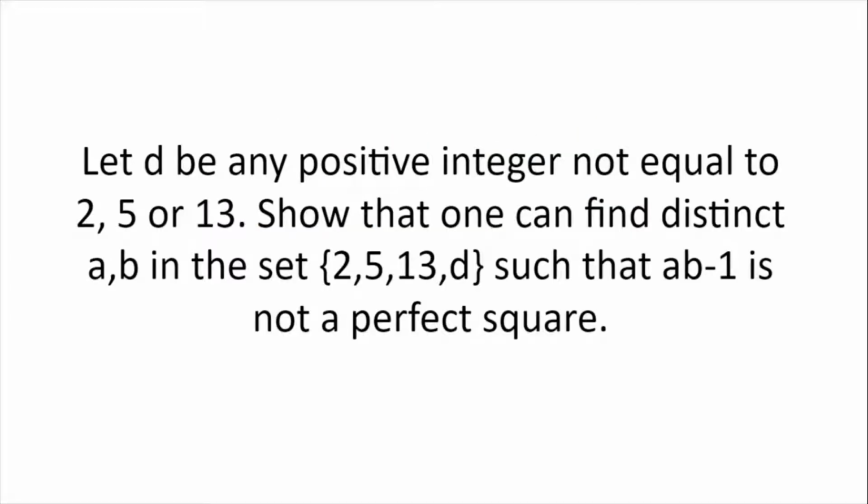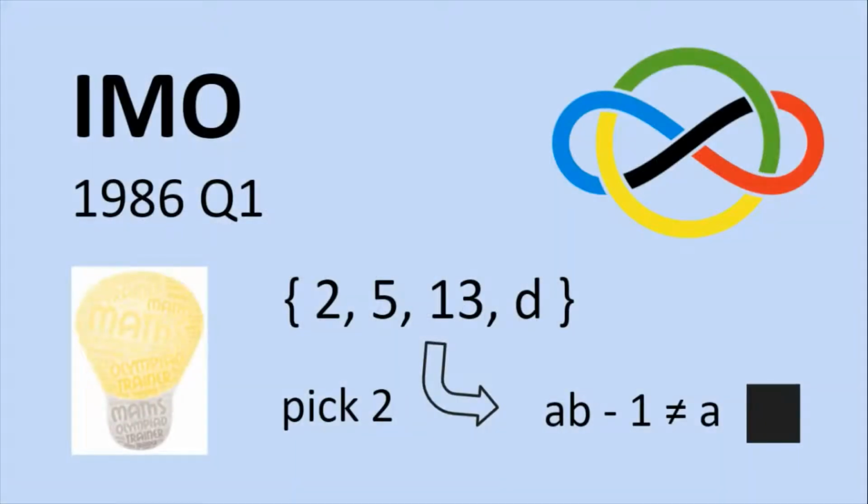Let D be any positive integer not equal to 2, 5 or 13. Show that one can find distinct A and B in the set {2, 5, 13, D} such that AB minus 1 is not a perfect square. Please pause the video here and have a think about the problem on your own before proceeding to the hints and solutions.